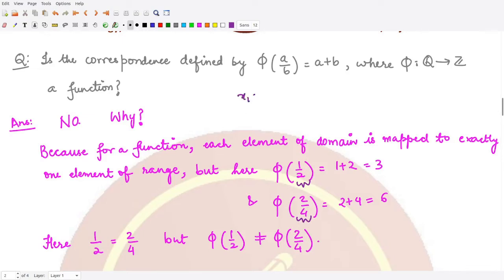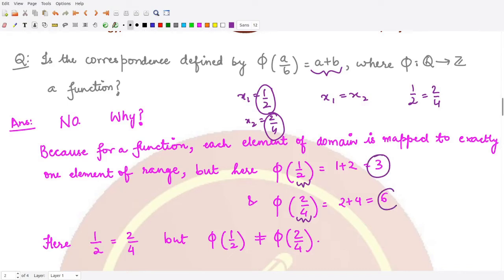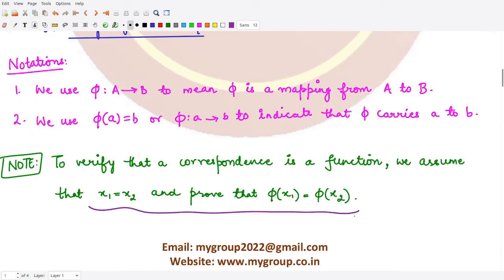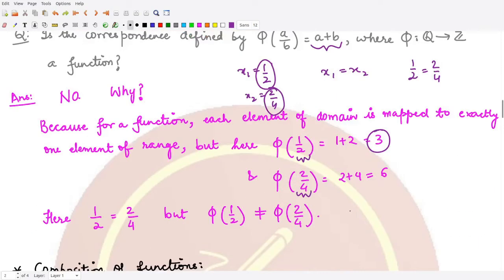So we have x1 as 1 by 2, x2 as 2 by 4. Now actually x1 is equal to x2, but we are just writing it in another form, right? Now according to the definition, what is phi of a by b? Phi of 1 by 2 is 1 plus 2, that is 3, and phi of 2 by 4, according to the definition, is 2 plus 4, which is equal to 6. So clearly both 1 by 2 and 2 by 4 are equal to each other, but the images 3 and 6 are not equal to each other. So this is not following the property of well-definedness of a function. So this is not a function, right? This is how you check whether the defined mapping is a function or not.